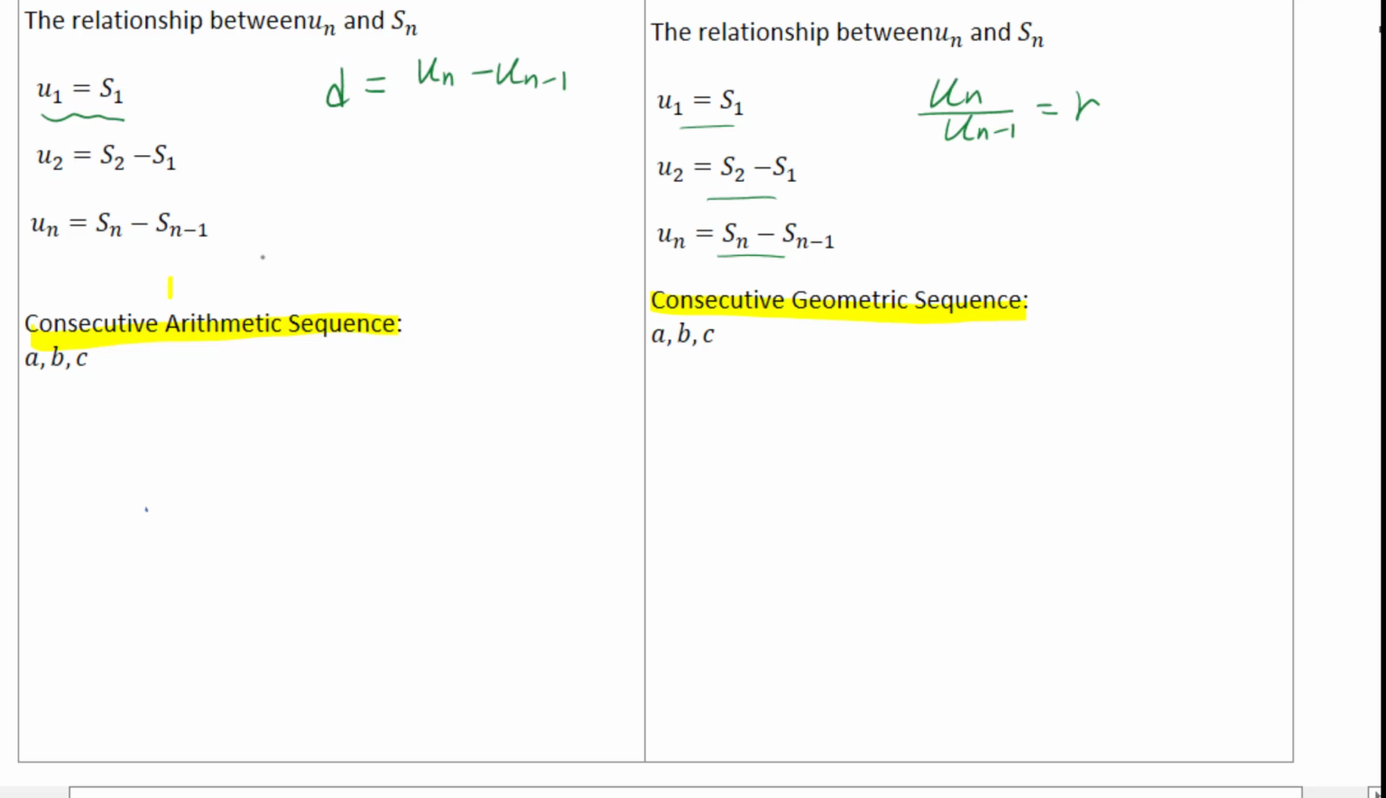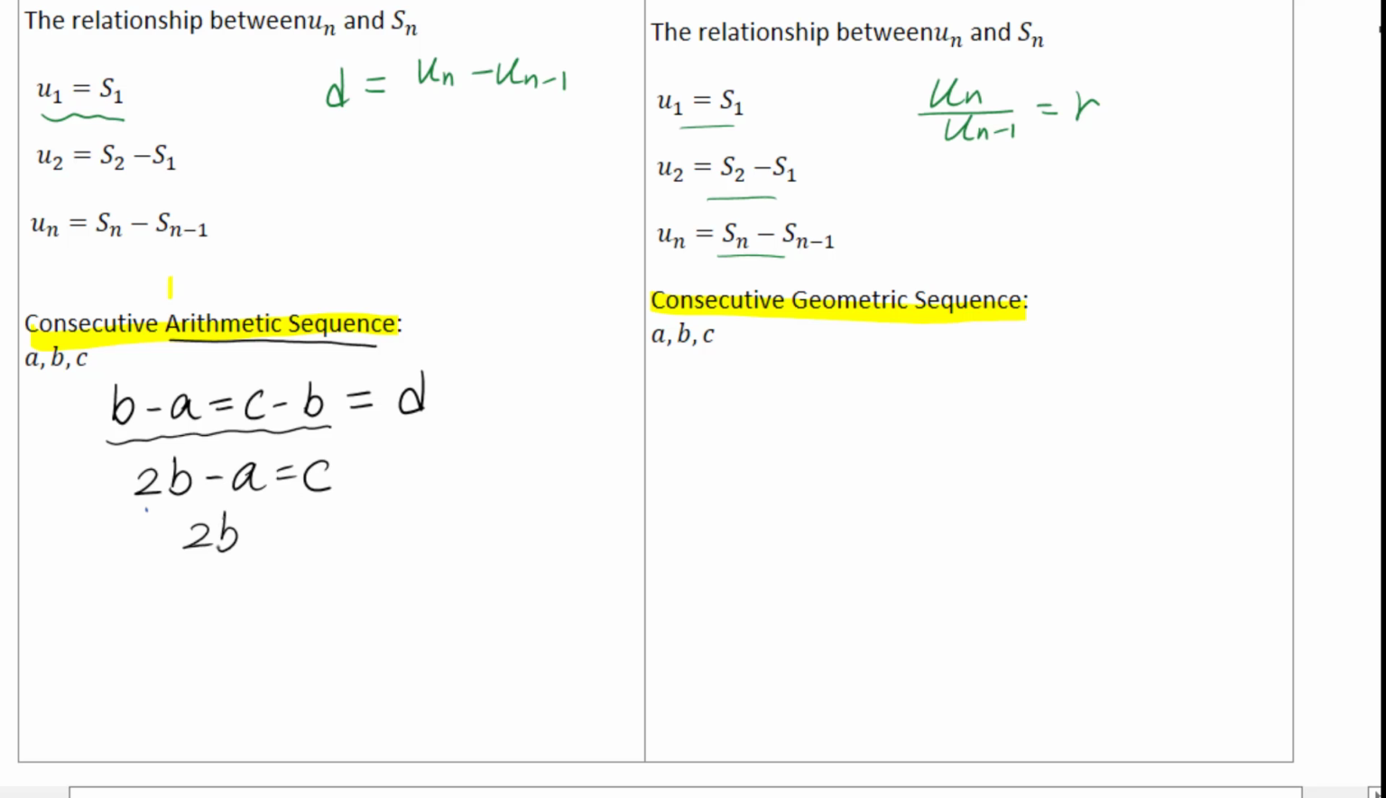Let's talk about consecutive arithmetic sequence and consecutive geometric sequence. For A, B, C, suppose this is a consecutive arithmetic sequence. We do know B minus A equals C minus B, that equals a constant number D. Let's work on B minus A equals C minus B. Add B to both sides, we will get 2B minus A equals C. 2B equals C plus A. This is a very important formula for consecutive arithmetic sequence. If we divide it by 2, we will get B equals (C plus A) over 2. This is the second very important formula for consecutive arithmetic sequence.